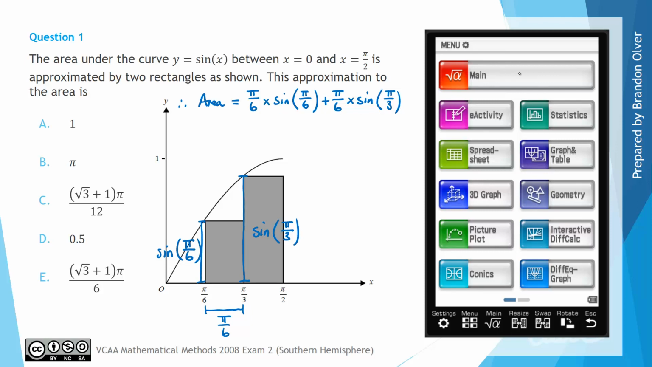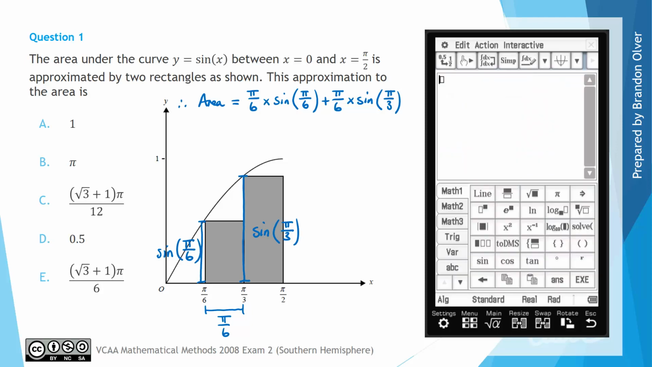On the CAS calculator, go into the main menu. Next we want to bring up the keyboard so that we can put in the required multiplication. We want the fraction pi on 6, the width of the rectangle, multiplied by sine of pi on 6 for the first one. Just make sure that your settings are in radians and you're in standard before we go much further. Then we add on a second calculation, which we can speed up by dragging it across: pi on 6, the width, times sine of pi on 3 as the height of the second rectangle. Hitting execute gives us this result.